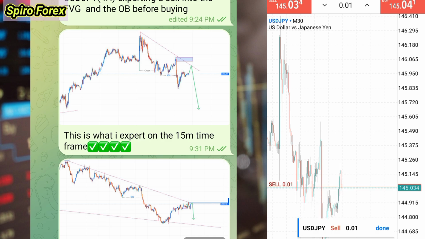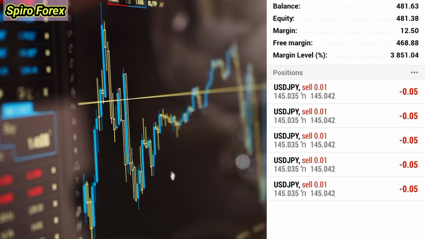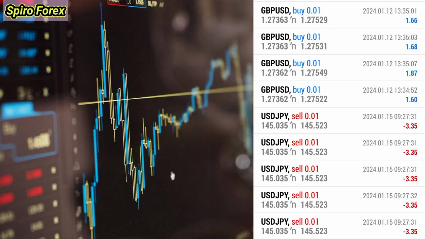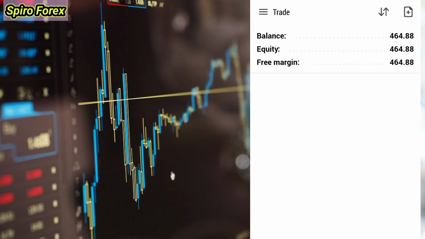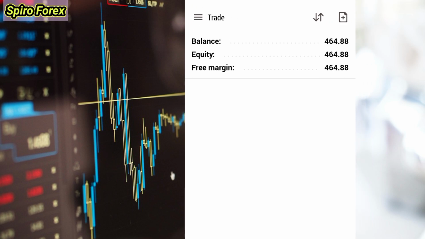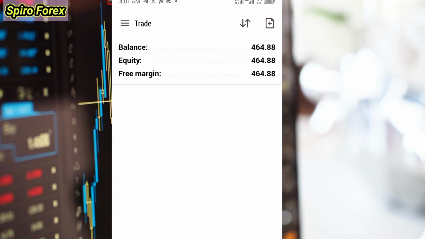I was expecting a sell from there, but because it was in the morning, I decided to only place 5 positions, only 5 positions, and I updated the Telegram group. But we ended up losing that trade. It broke our structure, it broke the trend line, then we lost the trade, and we are down to $464. So that is the current balance right now.